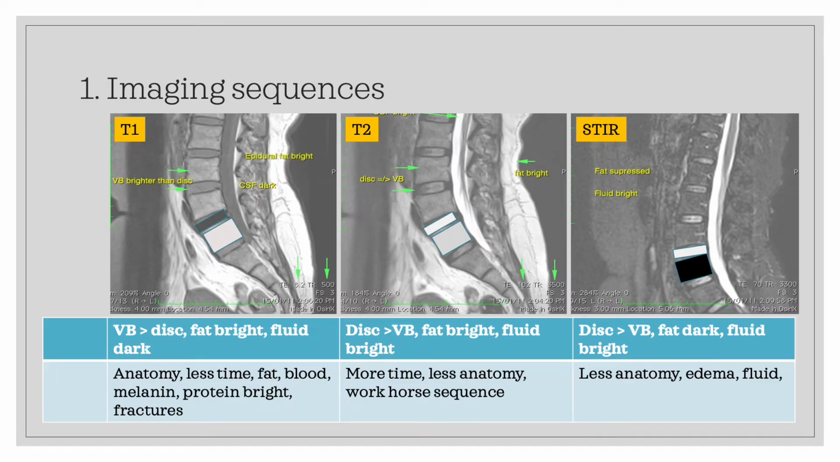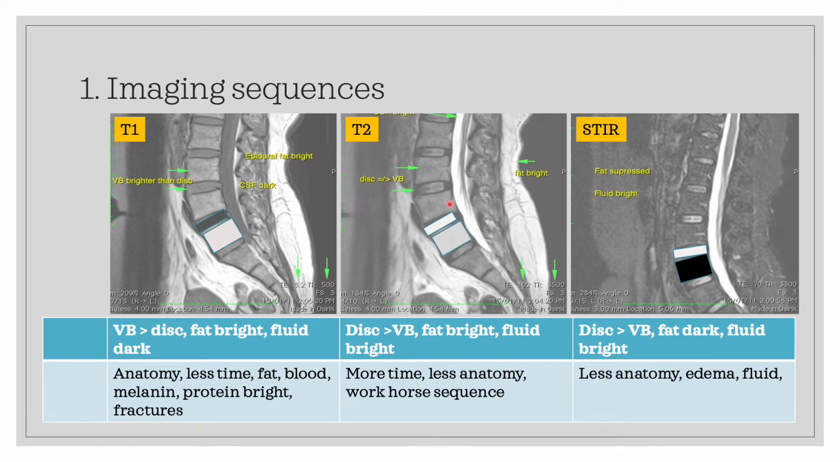The first thing that's important for all of you to realize is the sequences that we use. The common sequences are the T1, the T2, and the STIR sequences. T1 weighted images demonstrate fluid as being dark and fat as being bright. So you will notice that in these cases, the disc is darker than the vertebral body.